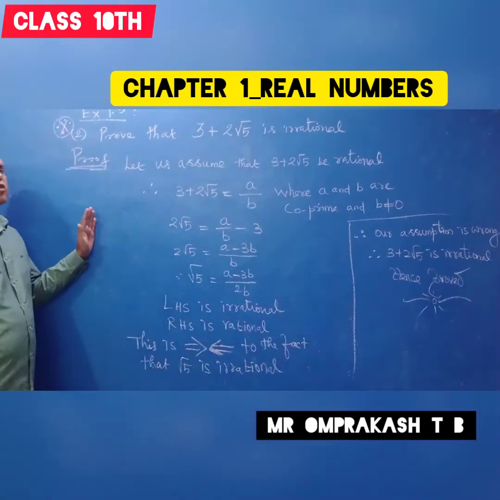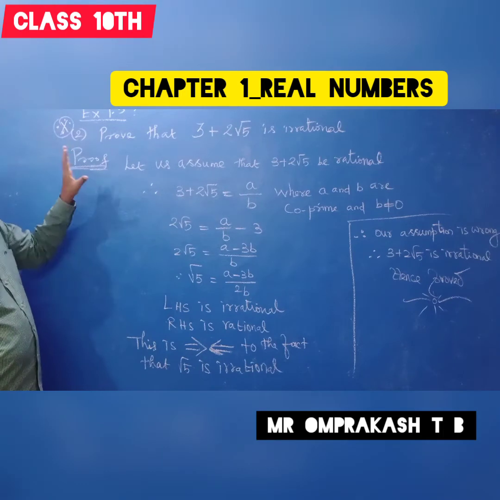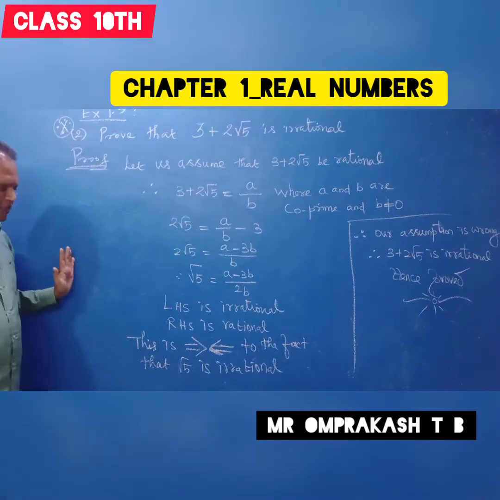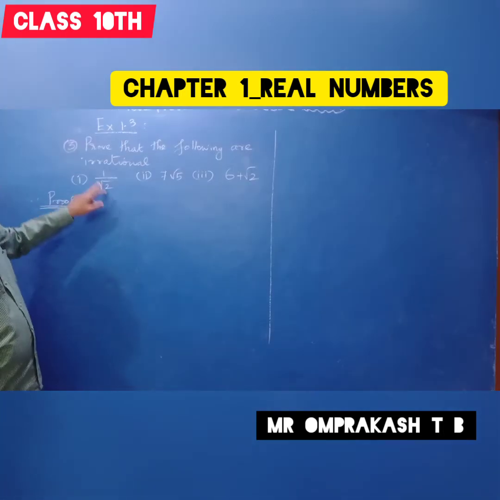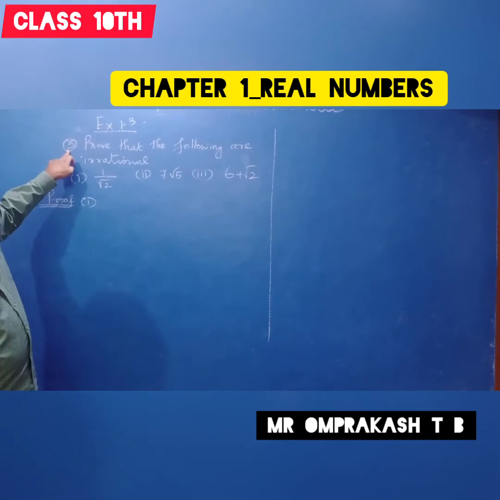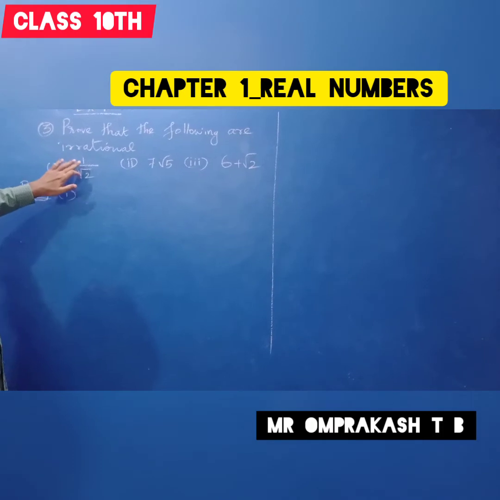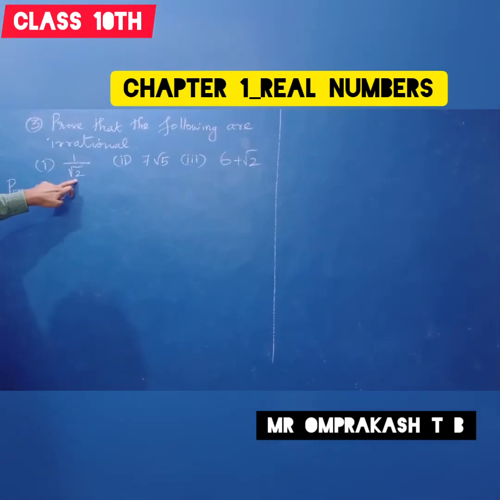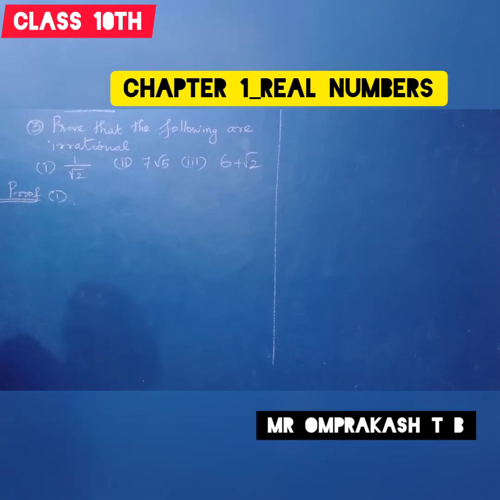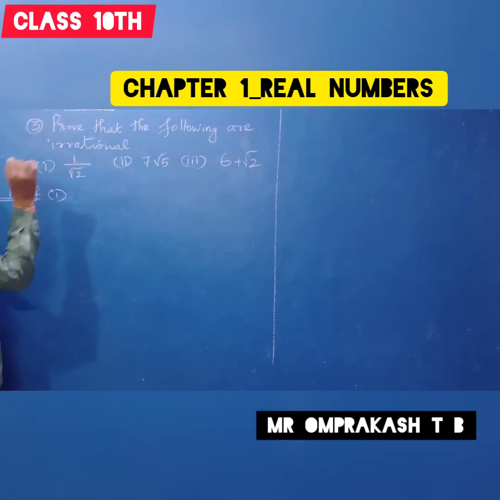So, very important. This also, from an examination point of view, is very important. Practice well. So, next the third problem, you will see. Prove that the following are irrational numbers. That means 1 by root 2, 7 root 5, 6 plus root 2. Or one by one we will do. Okay, first we will take 1 by root 2.